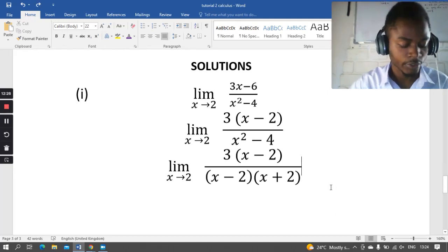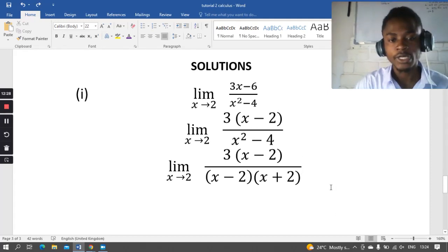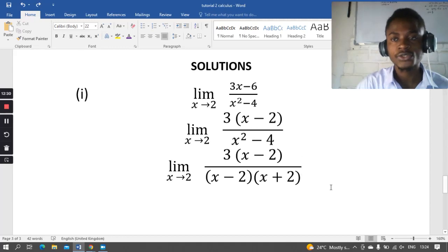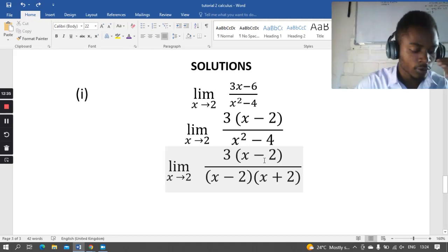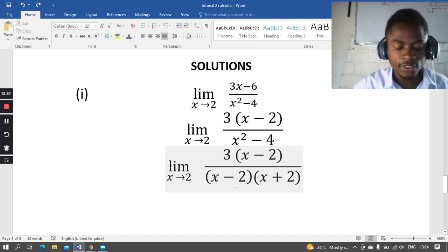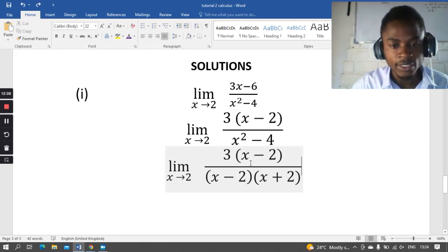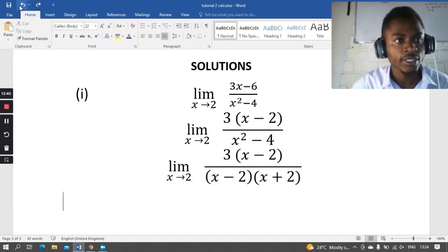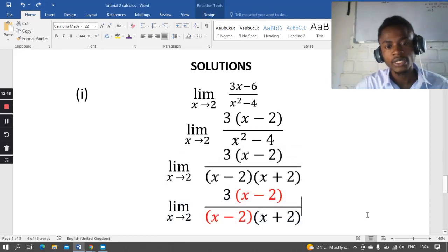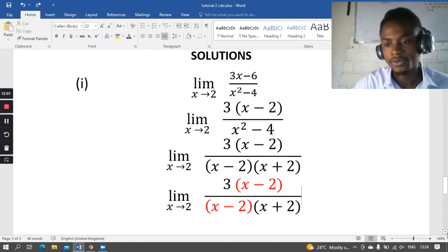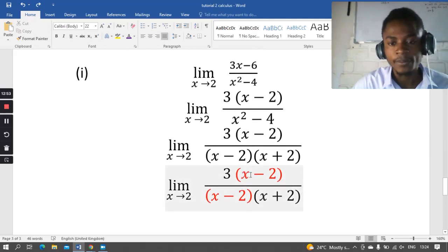Okay, so the next thing we have to do is, if you look at this x minus 2 and the x minus 2 on the denominator, these two can be divided by each other, so those two can be cancelled. So I'm going to plug in that which I've just said. If you look at this one in red and that one in red, they are common, so they can be cancelled.